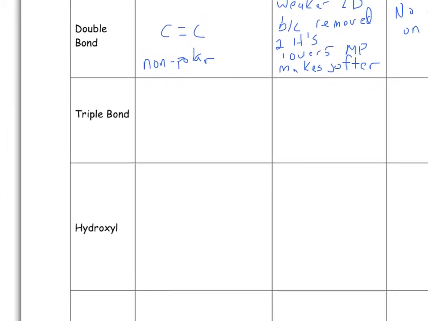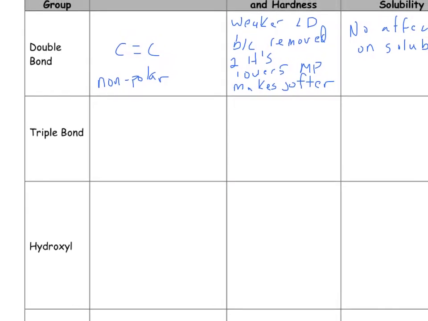Another functional group you can add onto an organic is a C-to-C triple bond. This also does not affect the polarity of the compound. So it can only use London dispersion forces to attract another molecule. Now you might think, because we have to remove two more H's to change a double bond into a triple bond, it would have weaker London dispersion forces.